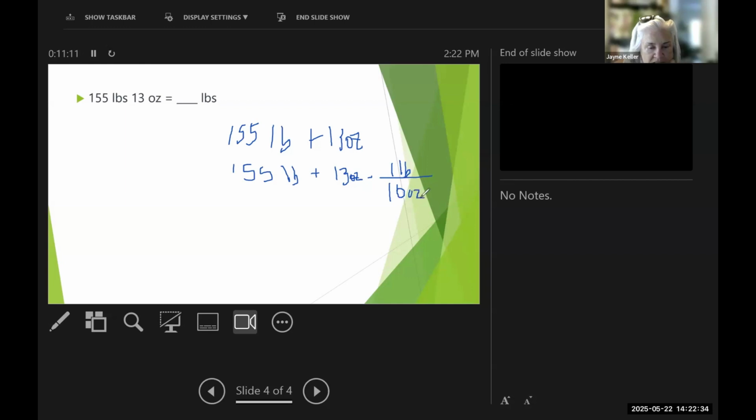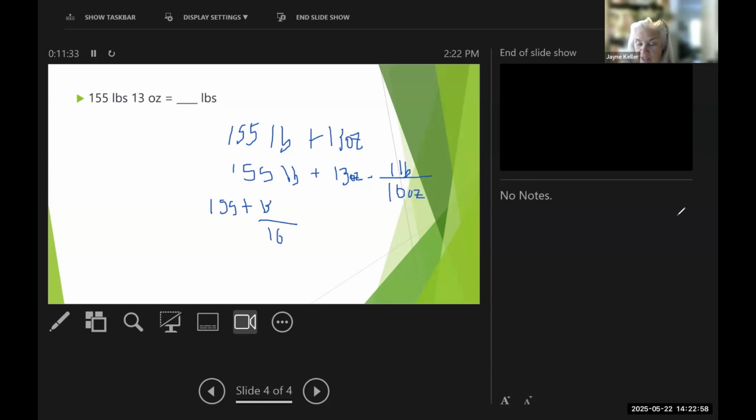So a pound is 16 ounces. Yeah, no worries. 1 pound is 16 ounces. So what I have to do is 155 plus 13 over 16. And I'm going to use a calculator for that.